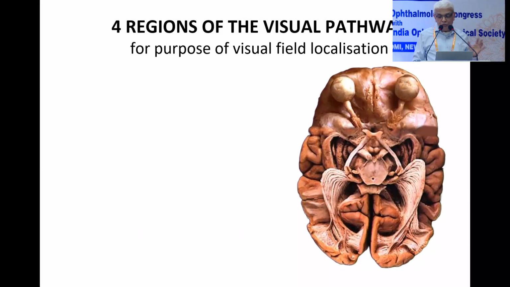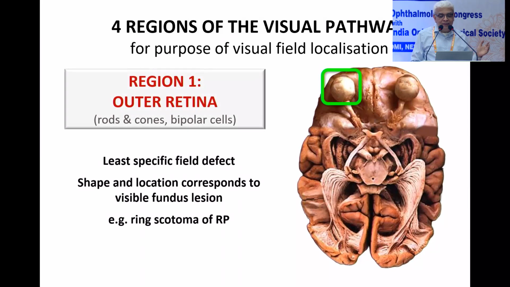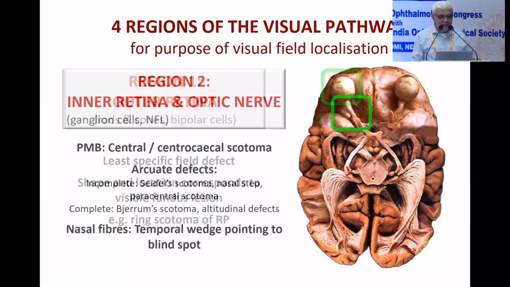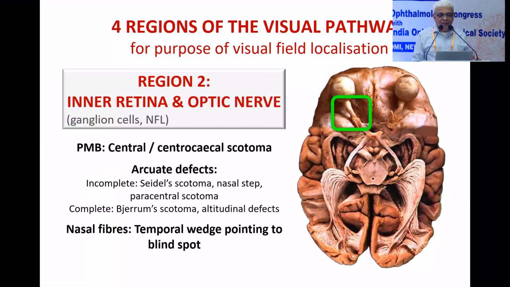But as far as visual field localization is concerned, we can divide the visual field into certain other distinctive areas according to the way they produce field defects. So if you have a field defect corresponding to an outer retinal lesion, it may be of any particular pattern, but it will correspond to the fundus lesion that you are seeing. So some lesion in the upper temporal quadrant in the fundus will produce an inferonasal field defect of a similar shape.